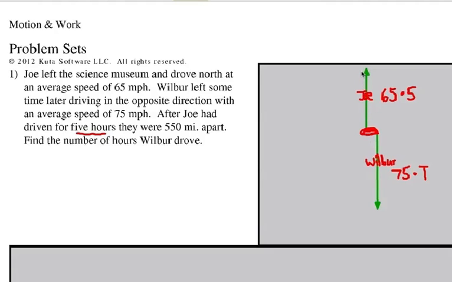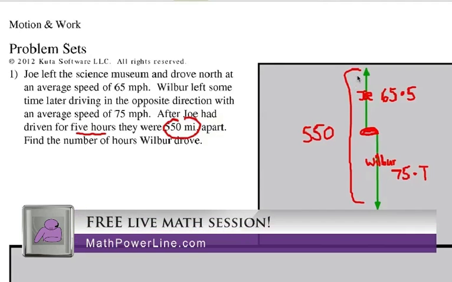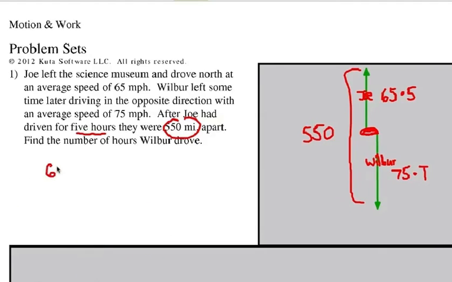Now we do know that together their distance was 550 miles. That's how far apart they are. They're going in opposite directions, but at the end of a certain amount of time, we know they're 550 miles apart. So let's take the distance that Joe traveled, 65 times 5, and add that to the distance Wilbur traveled, 75 times t, and that'll give us the total distance, which they are 550 miles apart.